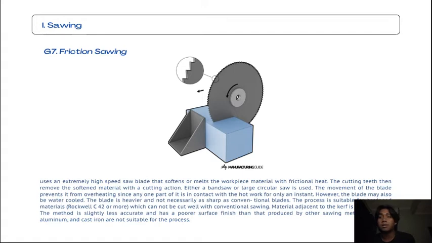However, the blade may also be water cooled. The blade is heavier and not necessarily as sharp as a conventional blade. So the process is suitable for hard materials like Rockwell C42 or more, which cannot be cut well with conventional sawing. Material adjacent to the cut is heat affected. The method is slightly less accurate and has a poorer surface finish than that produced by other sawing methods. So copper, aluminum, and cast iron are not suitable for the process.